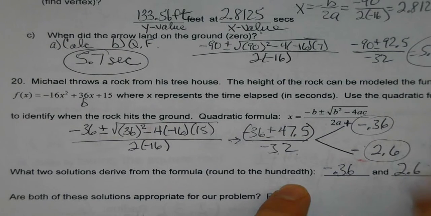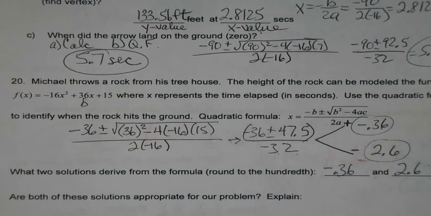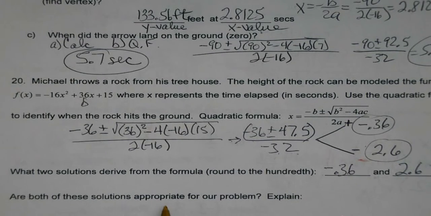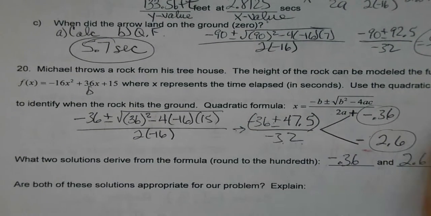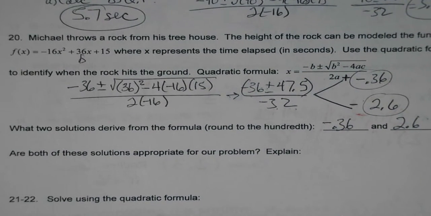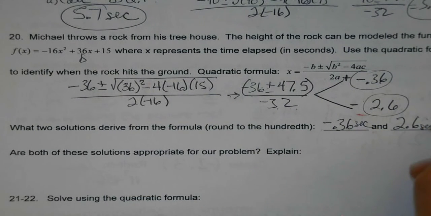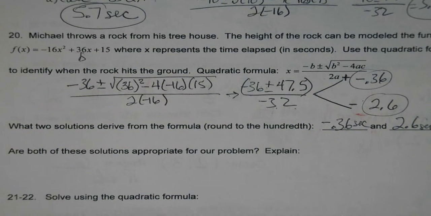And again, I was just putting that was the positive when I did plus and when I did minus. It doesn't mean this is negative. Are both of these solutions appropriate? So if we took a rock and we threw it out of our tree house, do both of those answers of negative 0.36 seconds and 2.6 seconds make sense? No. Why not?